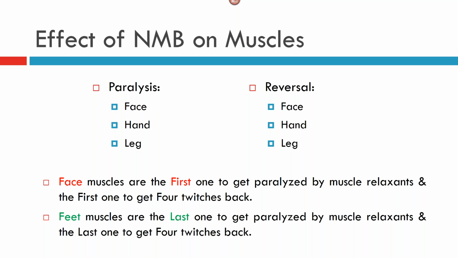and the blood flow coming out of the muscle is very, very slow. So face muscles are the first ones to get paralyzed by muscle relaxant, and the first ones to get four twitches back. And the foot muscles are the last ones to get paralyzed, and the last ones to get four twitches back. So that's why if we are monitoring foot muscle MEP or EMG, it's always recommended to use train of four on the foot. Never do it on the hand or face if you are doing foot muscle EMG.